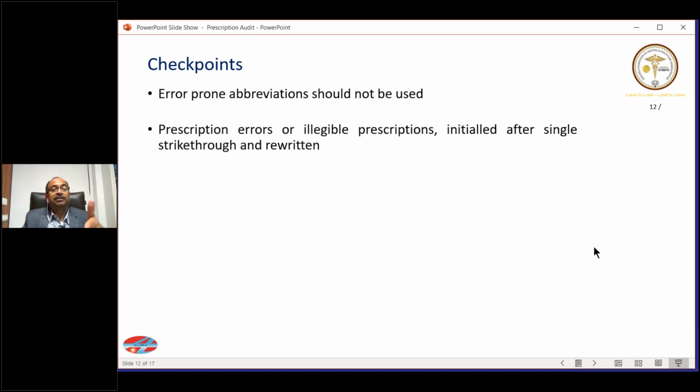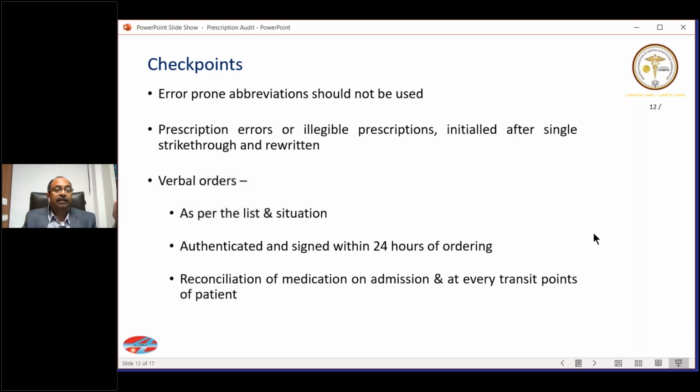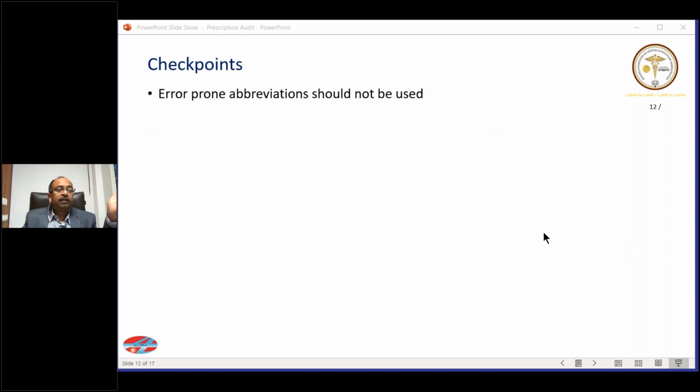The error-prone abbreviations should not have been used. The prescription errors or illegible prescriptions will be obviously identified. And verbal orders. Now this is applicable only for the medication orders in the inpatient files. The verbal order is not applicable for OPD prescriptions. This is only for the inpatient files. So when you do a medication audit, you include this point, and when you do a prescription audit, you don't include this point. So let us review the checkpoints again.